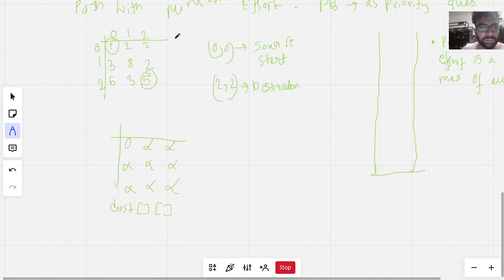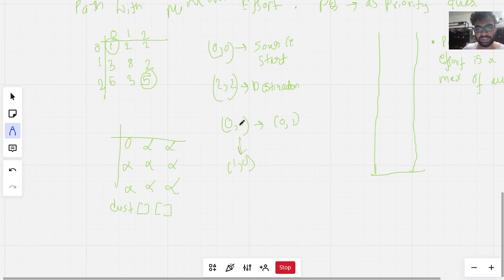So let's start from the starting point, which is 0, 0, right? From the starting point, I can either move to the right or move down. Okay, if I move to the right, let's first check this condition: what would be my difference? This is our first iteration. From 0, 0, I'm trying to move to 0, 1, and I'm also moving down, which is 1, 0.